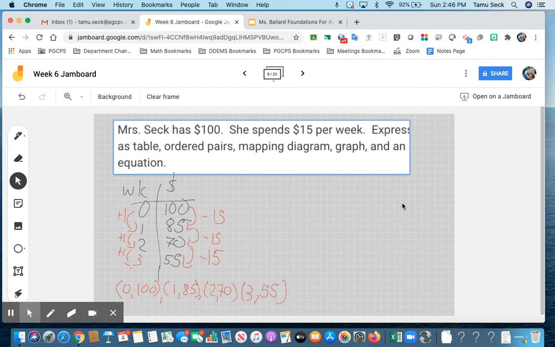We can write a mapping diagram. Remember, in a mapping diagram, the numbers go in order from least to greatest, and the numbers cannot repeat. So even though this is going downwards, we're going to put the outputs in order from least to greatest. And then you draw an arrow from the input to the output.